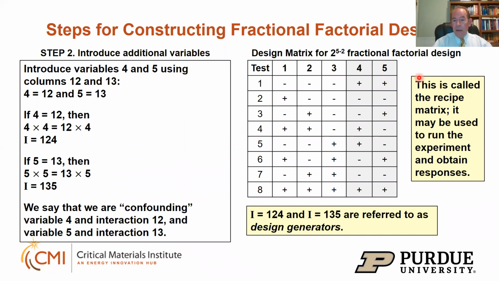So this information in this matrix here, we could think of it as a design matrix, allows me to conduct my experiment, my fractional factorial experiment. We also sometimes call this the recipe matrix because it has the recipes for each of the tests in the experiment. So for example, for test number 5, variable 1 is at the low level, 2 is at the low level, 3 is at the high level, 4 is at the high level, but 5 is at the low level. So with this information in hand, I can now go out and run my experiment and obtain my responses.